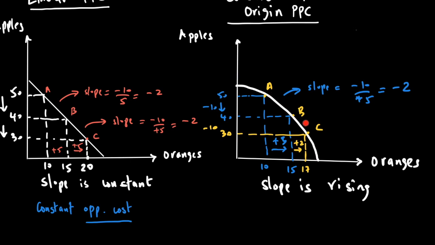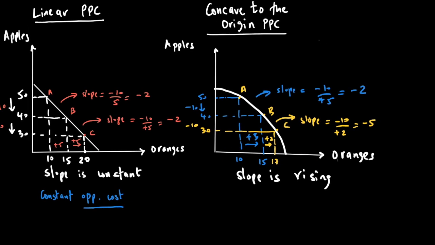The slope is becoming steeper, or the opportunity cost is going up, because look at what the slope is here. The slope here is minus 10 over plus 2, which means minus 5. The opportunity cost suddenly for one orange was like 2 apples, but now for one orange it's like 5 apples, which means the opportunity cost is rising. Slope is rising, or opportunity cost is rising.